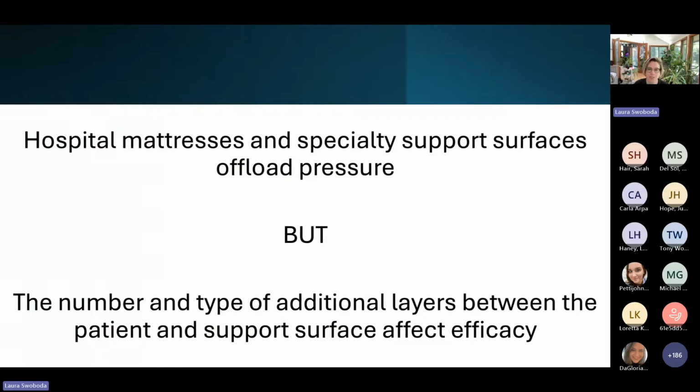So hospital mattresses and specialty support surfaces offload pressure, but the number and type of additional linen layers between the patient and the support surface affect their efficacy. And that really sums up what we're here to talk about today. So we know that these specialty support surfaces offload pressure, but how we use them is going to determine how effective they can be. There's a lot of technology, a lot of research used to design these therapeutic support surfaces. And we want to make sure that we're using them effectively.